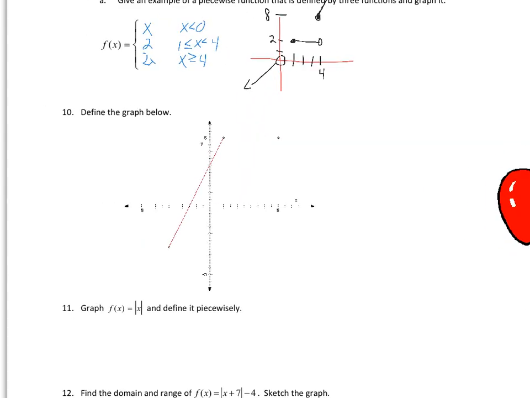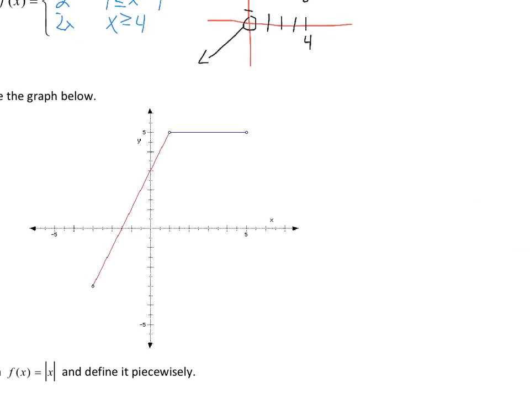Number 10, we're given the graph and we have to write the piecewise function. So I'm going to look at this in two different pieces essentially, and I'm going to look at the red piece first and figure out what that line is. If you notice, this has a weird scale. This is 5 out here, so every one of these is a half. That's half, 1, 1.5, 2, 2.5, 3, etc. Which means our y-intercept right here is 3.